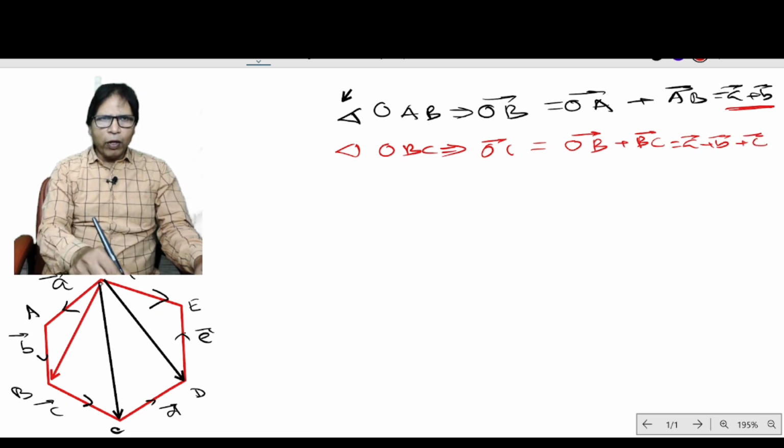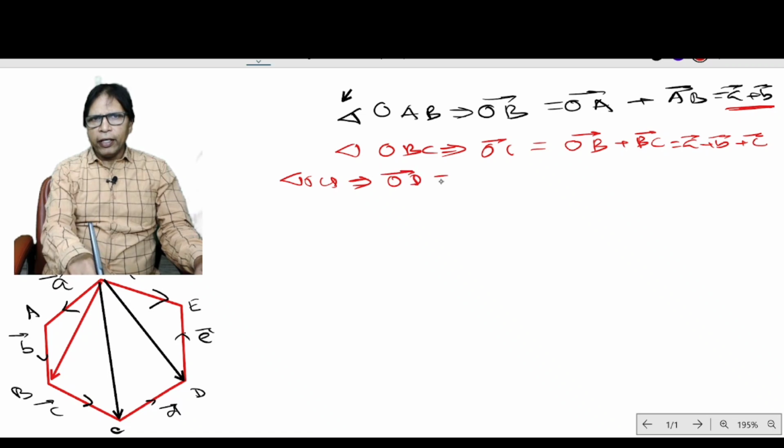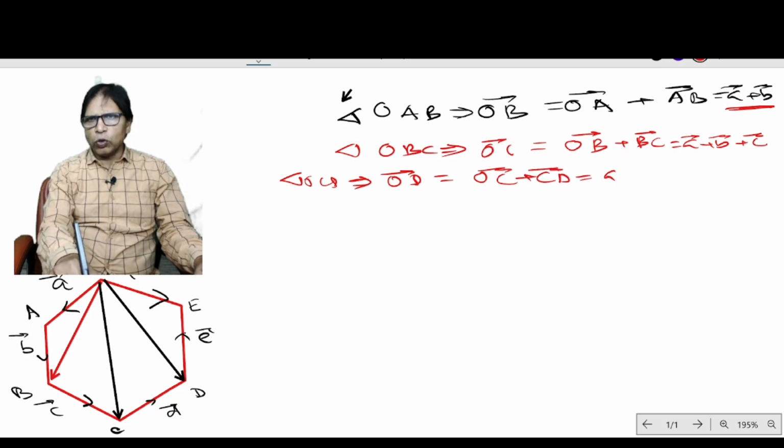Now from triangle OCD, the OD vector is equal to the OC vector plus the CD vector. Now the OC vector is equal to the A vector plus the B vector plus the C vector, and the CD vector is equal to the D vector. Okay.